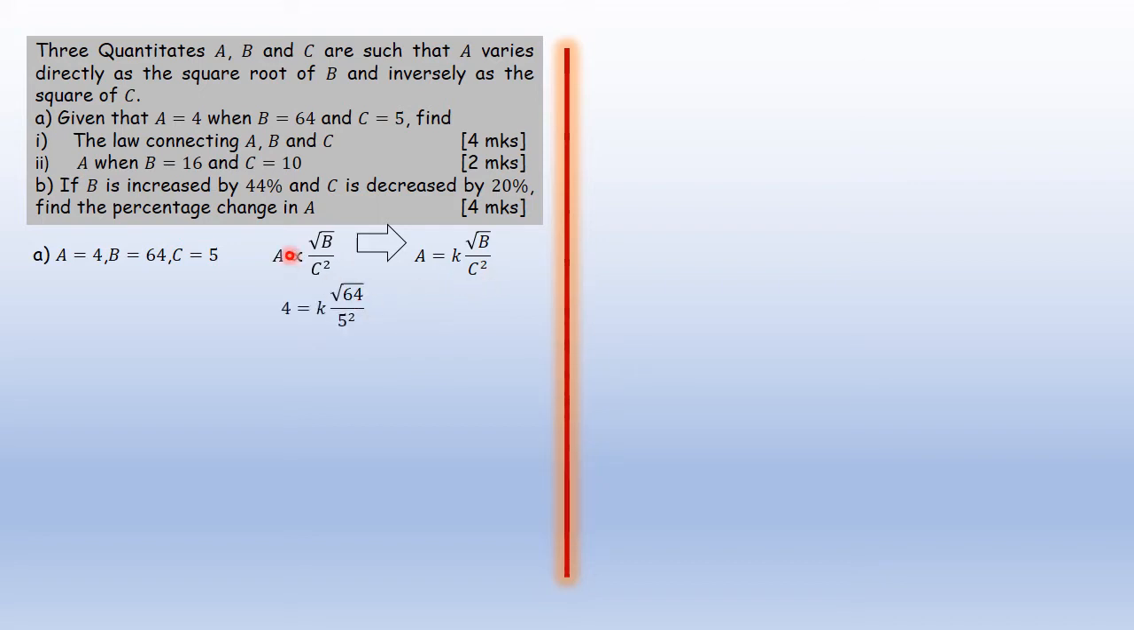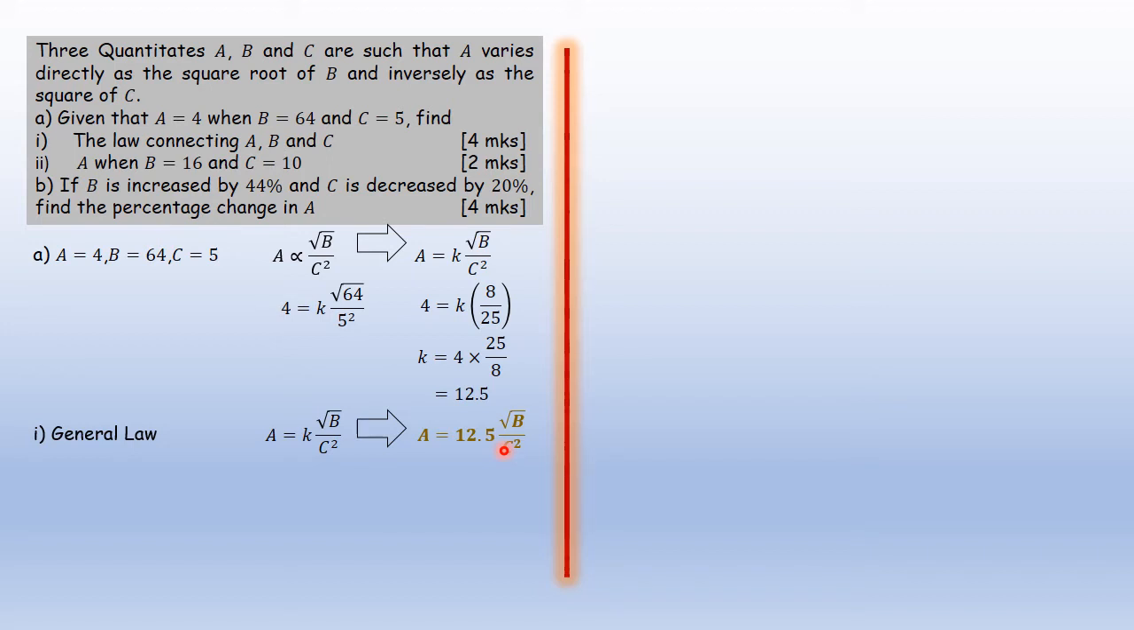Now, since we have been told the A, B, and C values, we use them to find the value of K so that we get the law connecting A, B, and C, which will be the answer for Roman 1 of part A. Putting the values in this formula, by simplifying, the value of K will simply be 12.5. And therefore, the general law is this one here, only that K is replaced by 12.5, which is simply A is equal to 12.5 root B all over C squared. And that is the answer for part A, Roman 1.